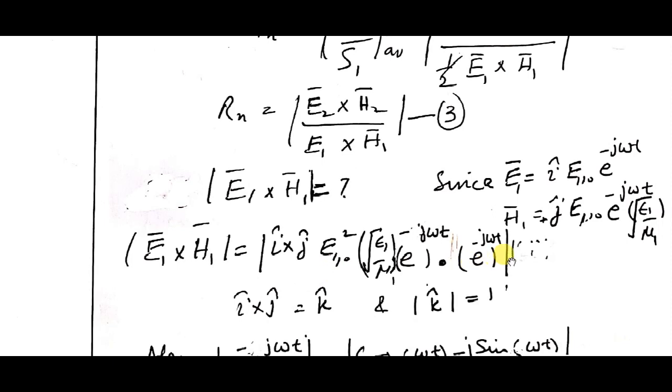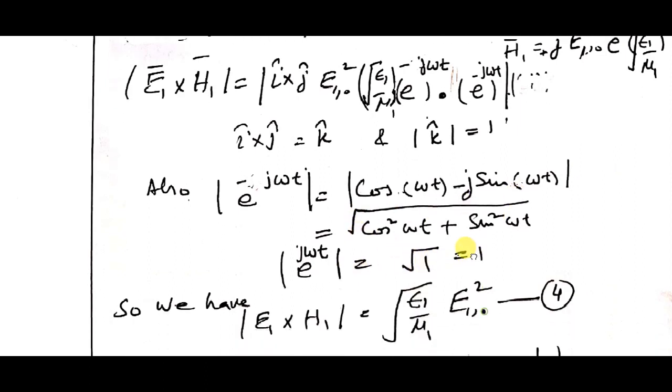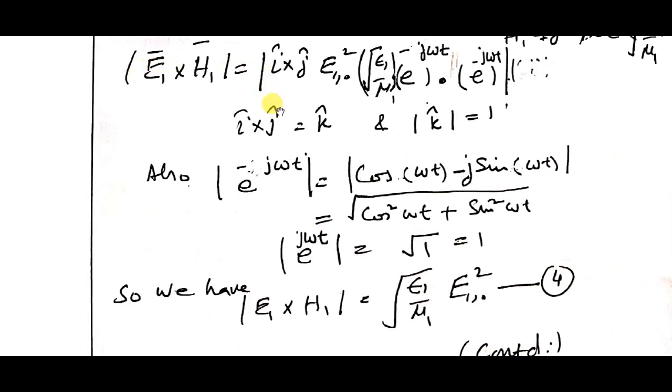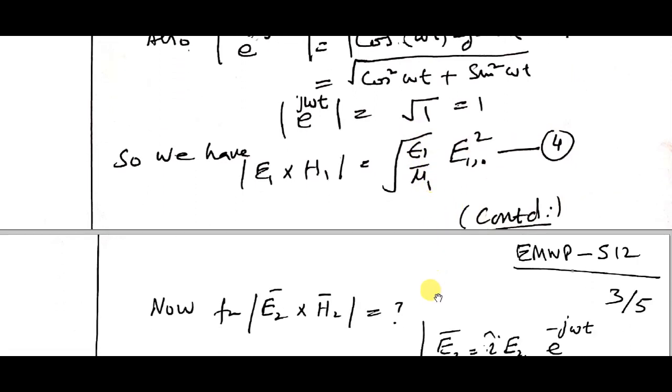All these things are inside the absolute brackets. The absolute value of the unit vector is equal to 1. Also, e to the power minus j omega t is equal to cosine omega t minus j sine omega t. If you take the absolute value, squaring the real and imaginary parts, cosine squared omega t plus sine squared omega t, and taking the square root, we get 1. This is unity. So we are left with the absolute value of E1 cross H1 equal to the square root of epsilon 1 over mu1 times E10 squared, the incident amplitude squared. We call this equation number 4.